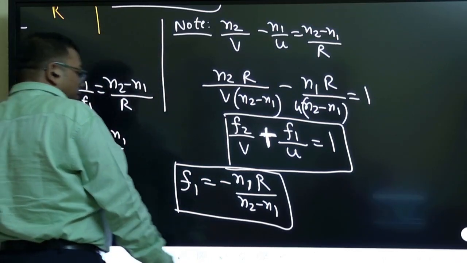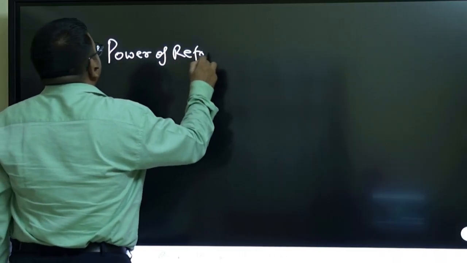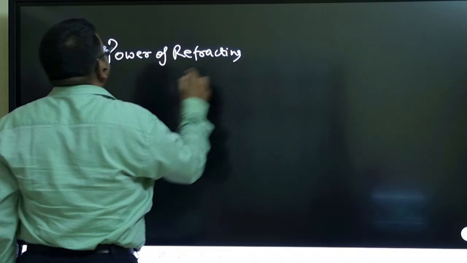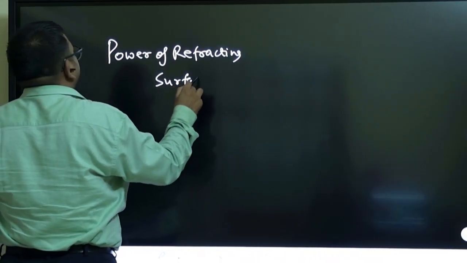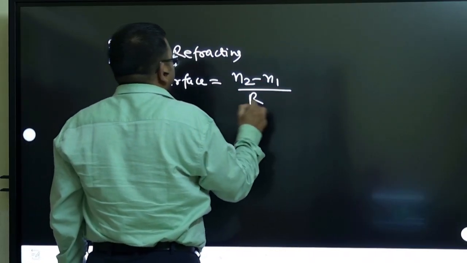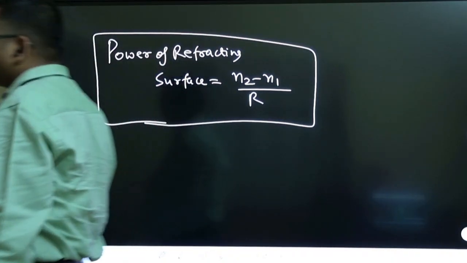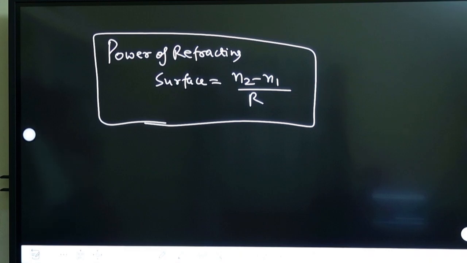But anyway, in all those cases, you note that the power of the refracting surface is equal to n2 minus n1 by r. This is with proper sign. Okay, this power formula, remember that. Then let us move to the next.